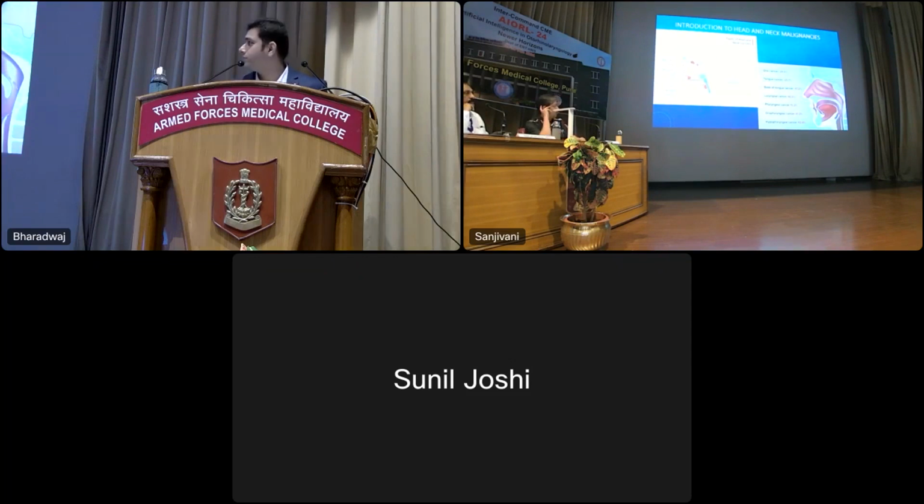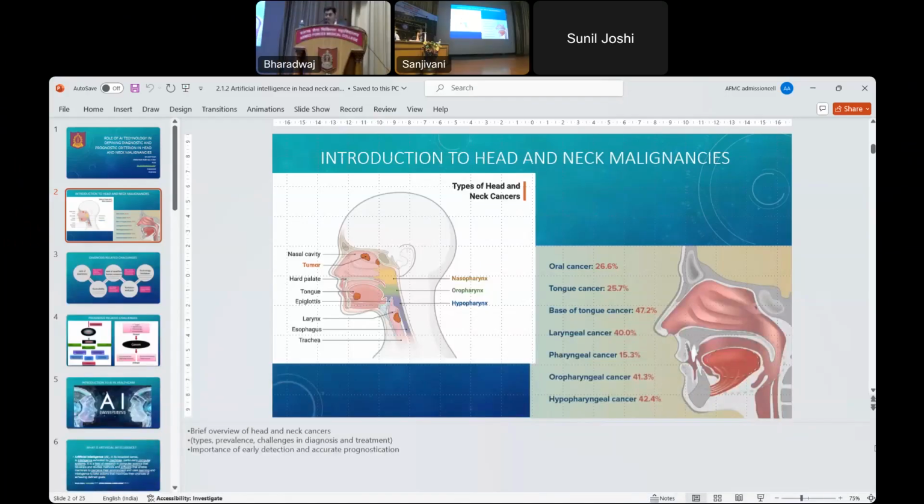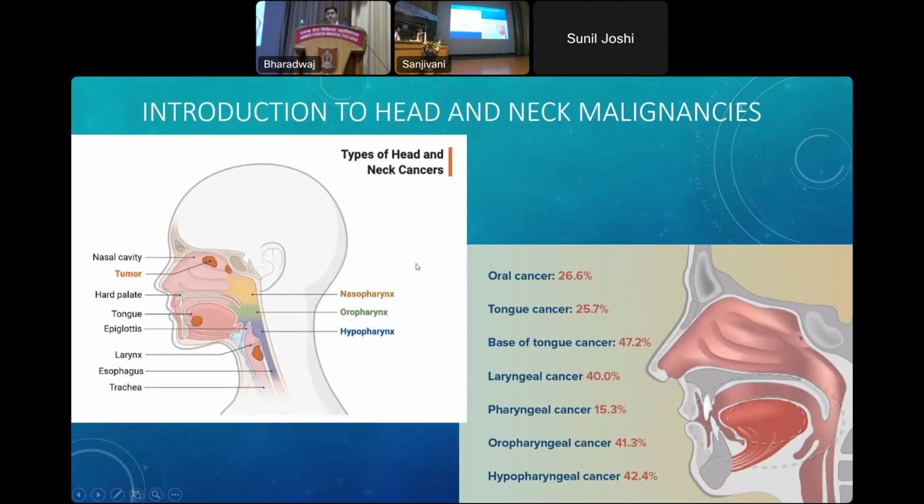The prevalence of each subsite is also different. So these are the various challenges which we need to face. And the most important thing is the early detection and the early treatment, which will be very useful for a good prognosis of the patient.